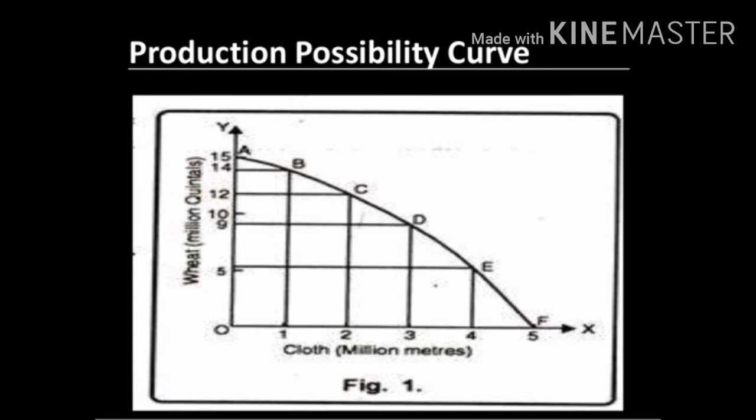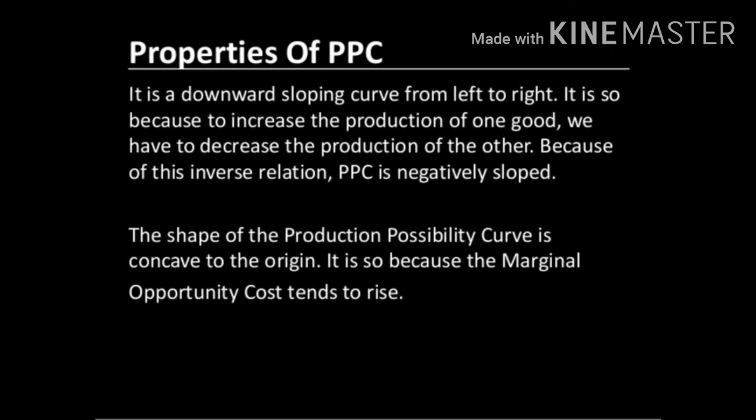And when the wheat production is 12, the cloth production is 2, increased by 1. When the wheat production decreased by 3, the cloth production increased by 1 more, that is 3. And when the wheat production decreased by 5 tons, the cloth production increased by 1 more ton, that is 5. So this is how the production possibility curve is drawn using the production possibility schedule.